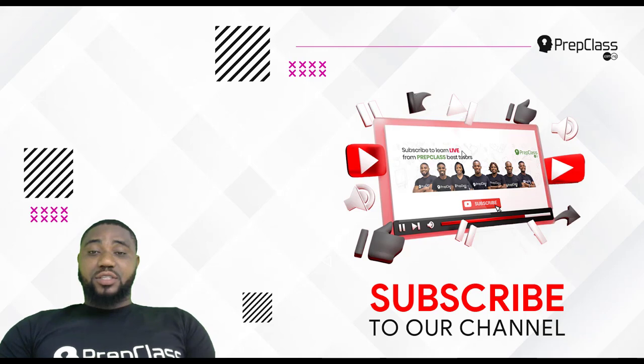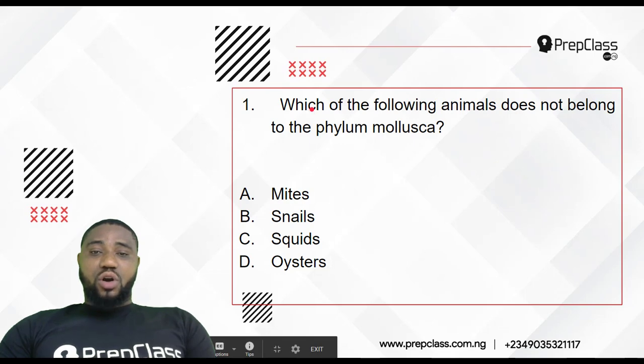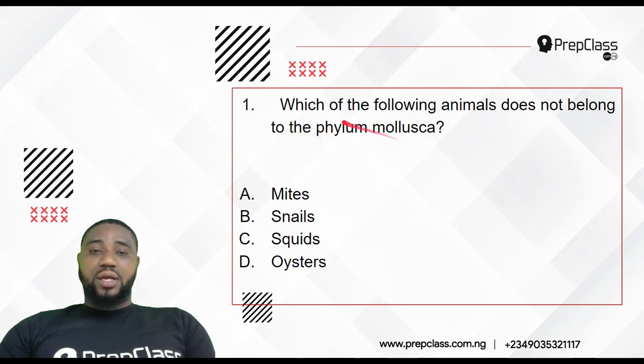So now let's proceed. Question number 1, and it says, which of the following animals does not belong to the phylum Mollusca? A, is it mites? B, is it snails? C, is it squids? D, is it oyster? Phylum Mollusca. Which of the animals does not?